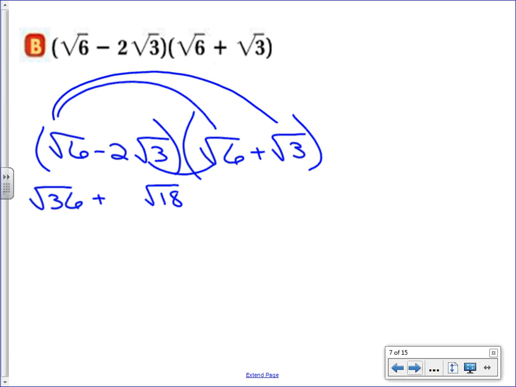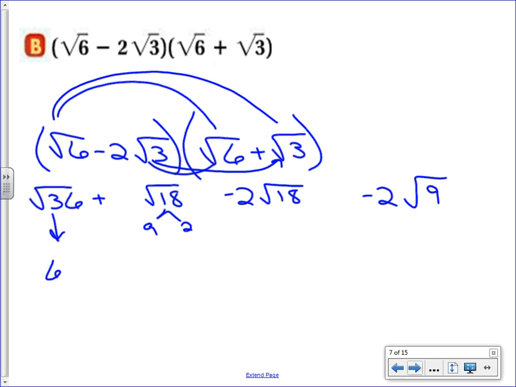Okay, inside times inside. So now, when I take negative 2 times 1, I get negative 2 square root of 3 times 6 gives me 18, and last times last. Negative 2 square root of, and if I take the inside times inside, 3 times 3 gives me 9. Okay, now before I can add or subtract, I want to break down everything. So the square root of 36 turns into a 6. 18 breaks up into 9 times 2. The square root of 9 turns into a 3. The square root of 2 gets brought down.